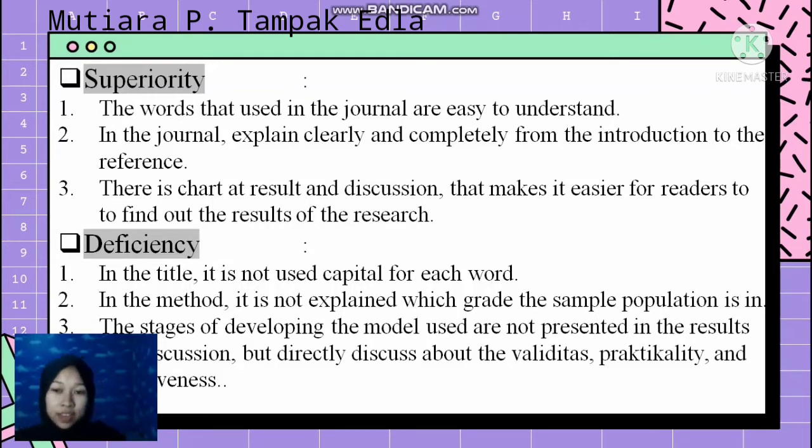The deficiencies of the journal are: 1. In the title, it doesn't use capitals for each word. 2. In the method, it doesn't explain which grade the sample population is in. 3. The stages of developing the model used are not presented in the result and discussion, but directly discuss the validity, practicality, and effectiveness.